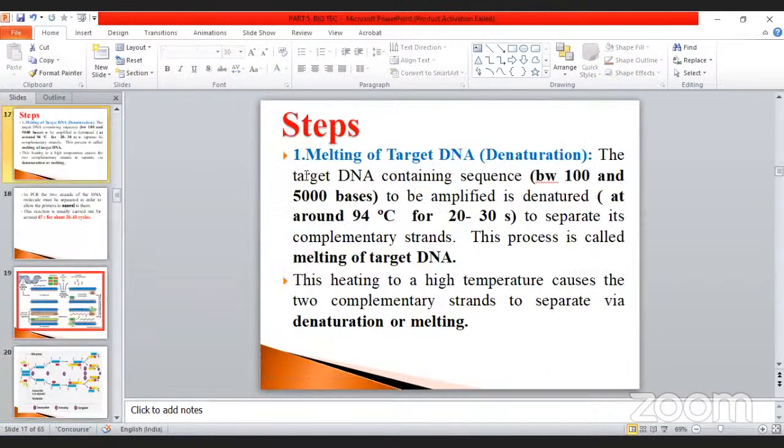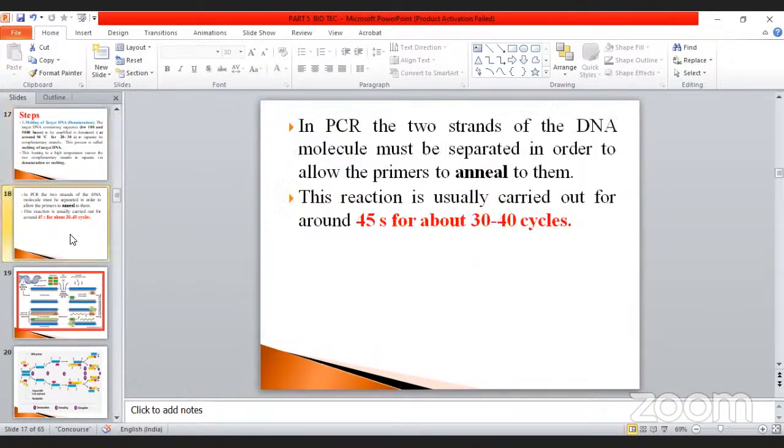And then the steps. First of all, melting: which temperature, how many times will it take? 100 to 500 base pairs should be there, and 94 degrees Celsius for 20 to 30 seconds, the melting of the target genes, and then denaturation. The melting process is also done. After that, you have to undergo the annealing process. Okay, about 30 to 40 seconds, it will be finished.